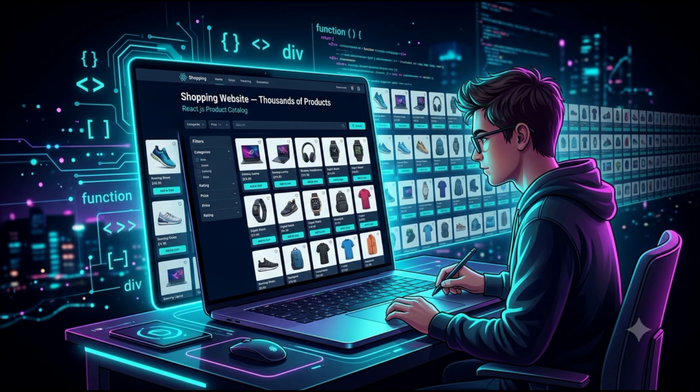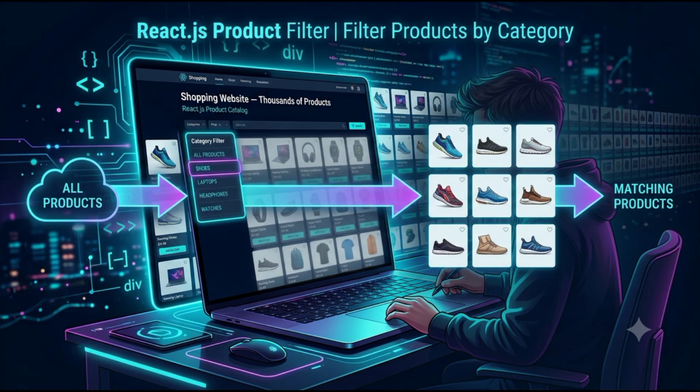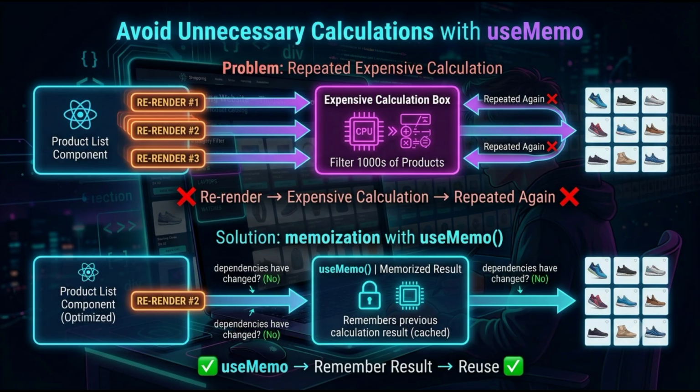Imagine you are building a shopping website. Your website has thousands of products. You want to filter those products based on category. For example, shoes, laptops, or headphones. Every time the component re-renders, React may perform that filtering calculation again. But what if the calculation is expensive? We don't want React to repeat the same calculation unnecessarily. That's where useMemo comes in.